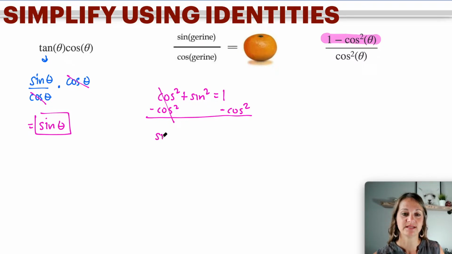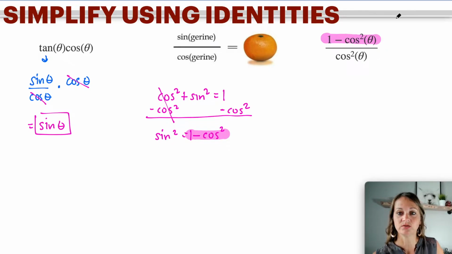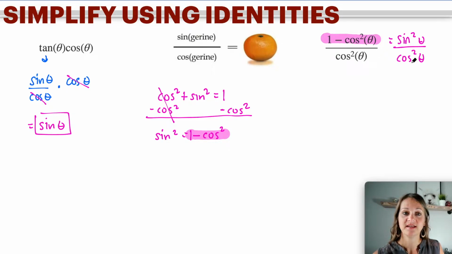I will be left with sine squared on the left, and on the right, I'll be left with 1 minus cosine squared, which is exactly what the numerator is. So instead of 1 minus cosine squared, I'm going to substitute what it equals, which is sine squared. Now I have sine squared divided by cosine squared, which is itself a quotient identity of tangent squared.